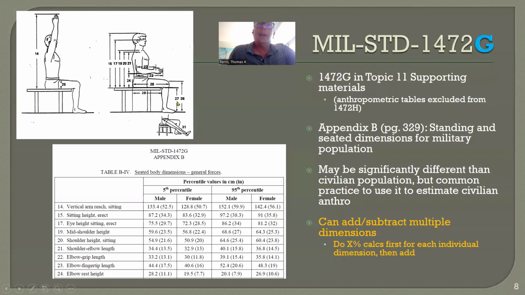If I wanted to design for, let's say, the 90th percentile, I need to calculate what that is for the popliteal, and I need to know the 90th percentile for this dimension, which is elbow rest height, I guess, and add those two together after I've individually done the stats. Okay, good. So here's what's coming.